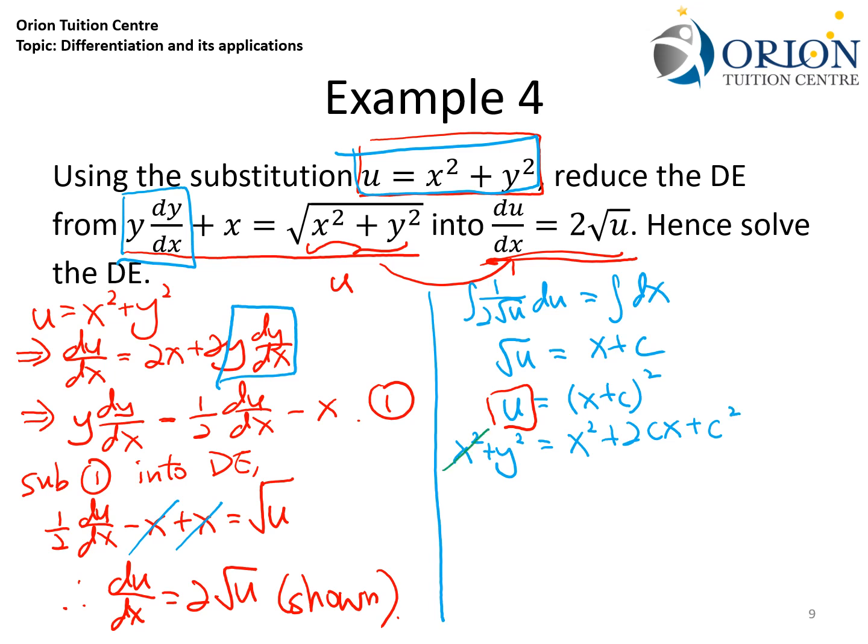And the x squared will cancel out nicely for us. We are left with y squared equals 2cx plus c squared. And if we want to make y the subject, we will get y equals plus minus square root of 2cx plus c squared. And that's it.